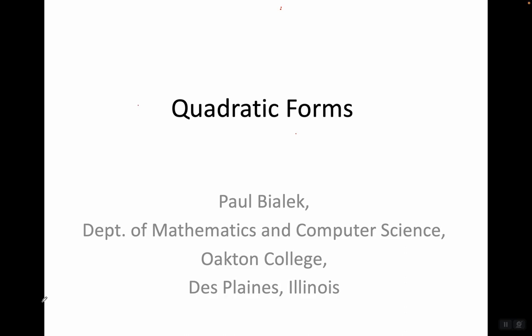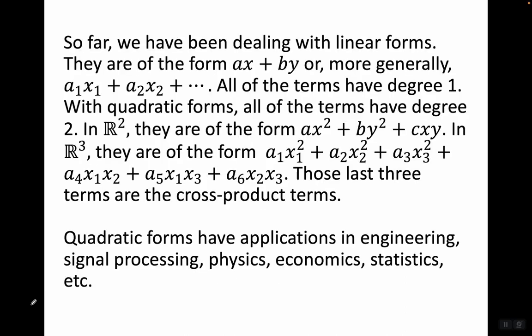Let's look at quadratic forms. So far, we've been dealing with linear forms. They are of the form ax plus by, or more generally, a1x1 plus a2x2 plus and so on. All of the terms have degree 1. With quadratic forms, all of the terms have degree 2.